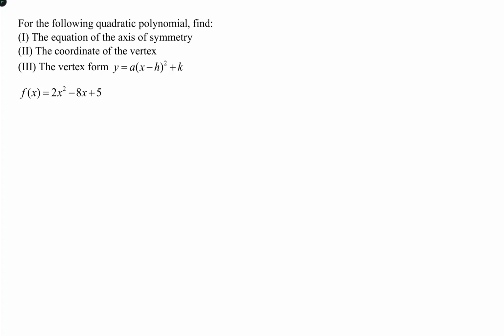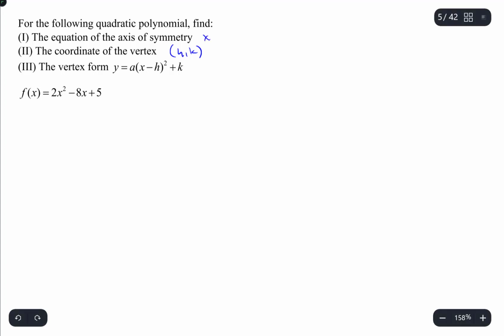For the following quadratic polynomial, find the equation of the axis of symmetry, the coordinate of the vertex, and the vertex form y equals a times the quantity x minus h squared plus k. Well, I think that if we found the vertex form, that would be nice because then the coordinate of the vertex is just h and k, which we could readily get from the vertex form. And then the equation of the axis of symmetry is just x equals h, which we could get from the coordinate of the vertex. So we'll go in the opposite order here.